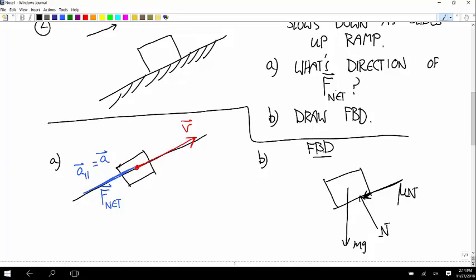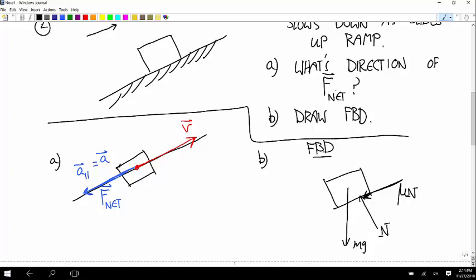Okay, so the free body diagram doesn't have F net on it anywhere. It only has the individual forces. And if you added up these three individual forces, the sum of those would be the net force. And so from thinking about this two different ways, well, I lost my arrow here.